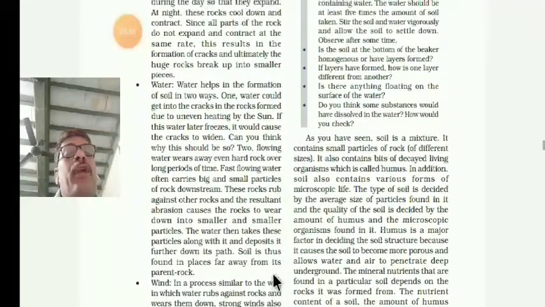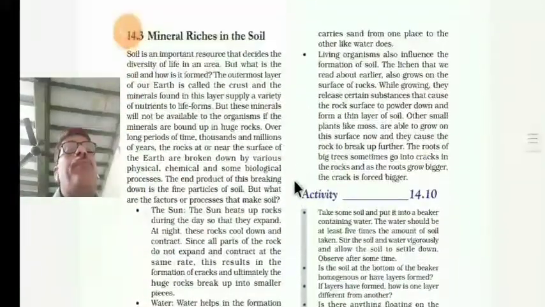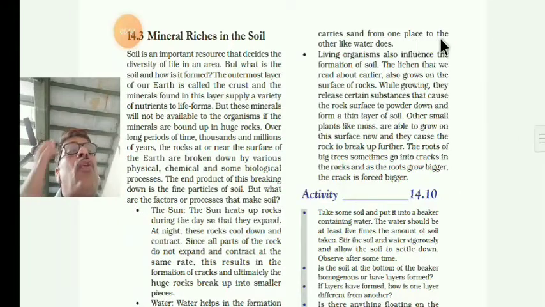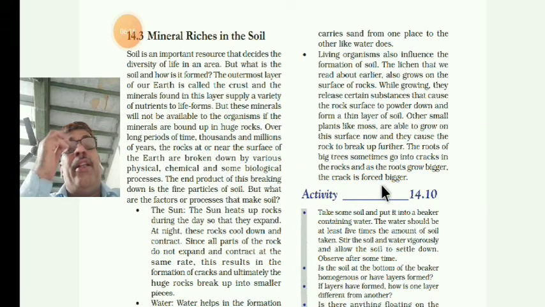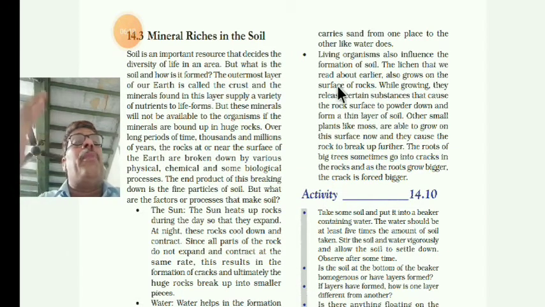The wind also carries sand from one place to another. So the light soil particles are carried from one place to another, just as water does, and gather there. In this way, soils are formed or stored in other places.